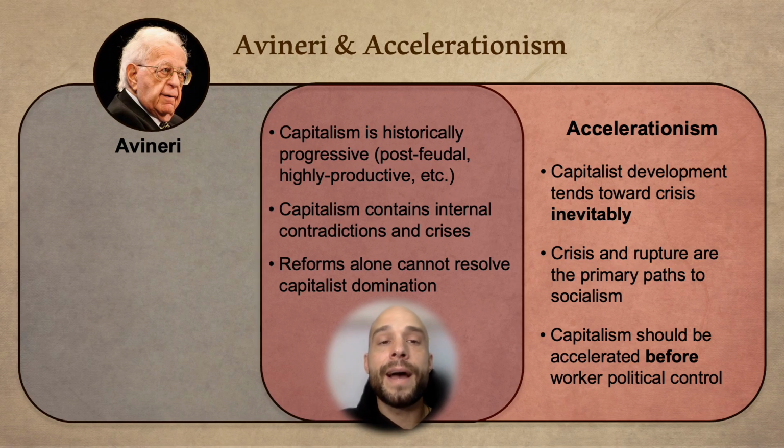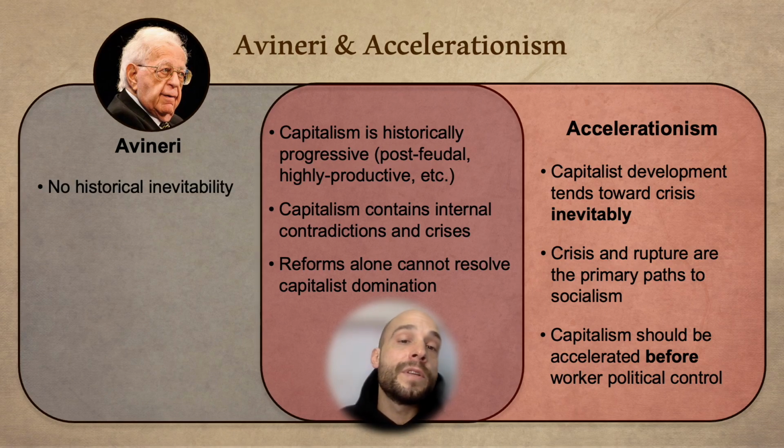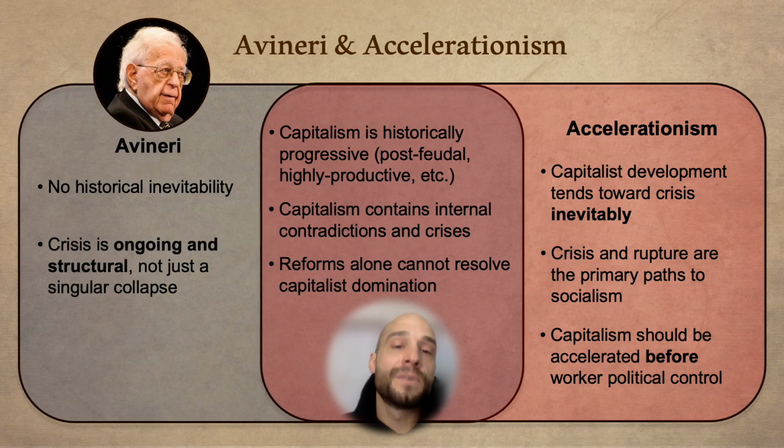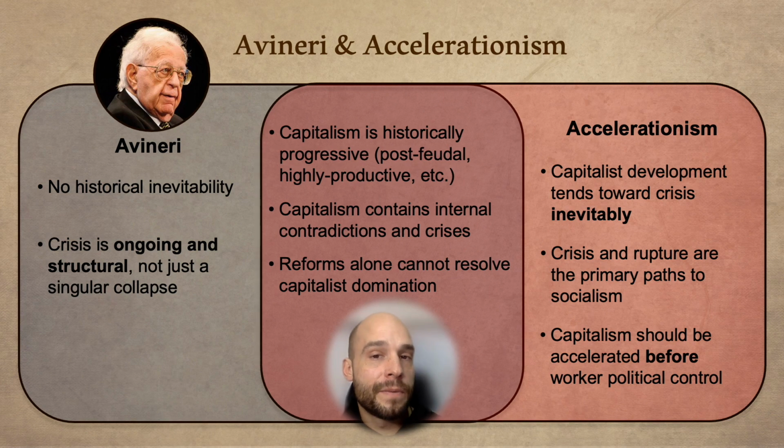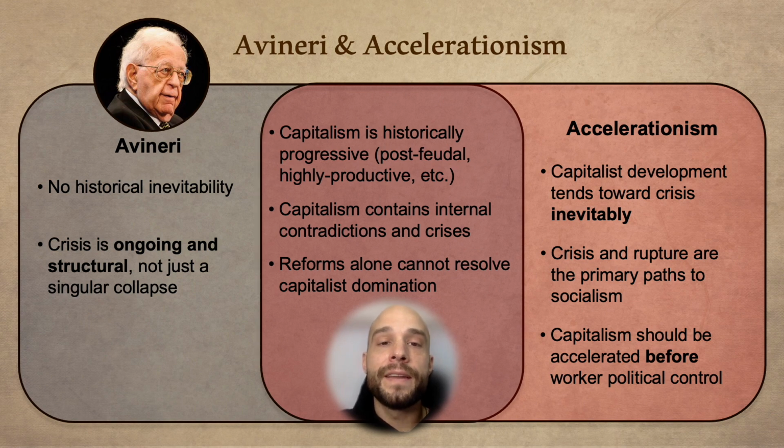All right, now Avineri's position. He rejects determinism outright. Socialism is possible, not inevitable. Capitalism can just as easily produce authoritarianism or barbarism or both at once. For Avineri, crisis is chronic, not exceptional. Inequality, war, ecological destruction, and alienation are already ongoing crises. We don't need to wait for a final collapse. Life under capitalism is one big crisis.